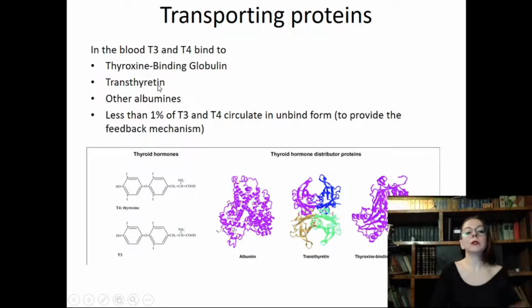Another transport form is transthyretin. It is called so because it transports not only thyroid hormones, but retinol as well. So it is produced in the retina, it is found in the cerebrospinal fluid, doesn't matter, just this is the second transport protein. And some other proteins like albumins could also transport thyroid hormones. What is important is that those transport proteins could be measured in the bloodstream, and this is an important parameter. So you should know they have clinical significance.